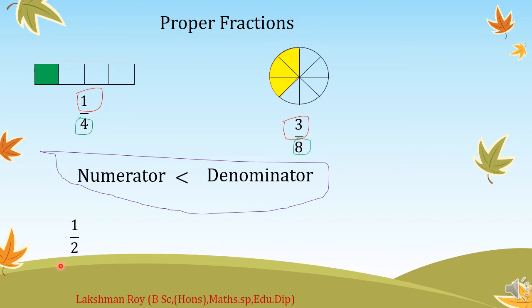So half, right? See, numerator 1, denominator 2, numerator less than the denominator, proper fraction. 1/5, numerator less, denominator big, so that is a proper fraction. Other example, 2/7, numerator 2, denominator 7, so the numerator is less than the denominator, proper. Another one, 5/9, 5 numerator less, 9 denominator, that is big, so that is called a proper fraction.